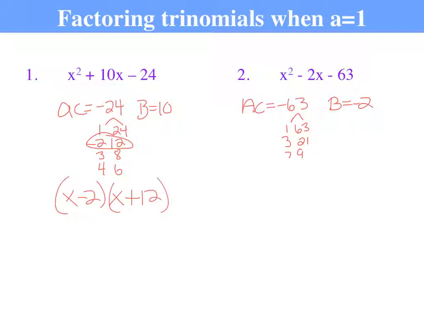The second one here, if you list your factors of a times c, again, it's a negative 63, so we're looking for opposite signs out of these factors to create a negative 2, which really means you're subtracting. And I know 7 minus 9 would subtract, so my factors end up being x plus 7 and x minus 9. And again, if you FOIL, it should work out.